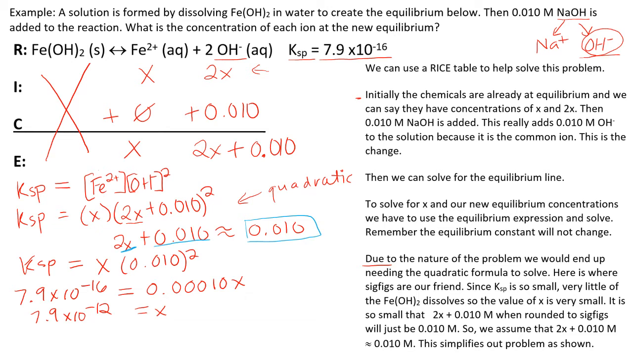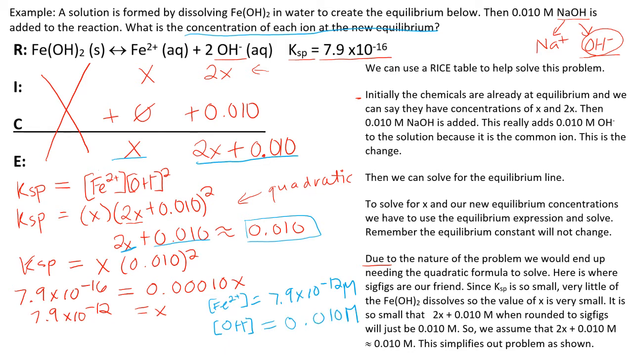We wanted the concentration of each ion at our new equilibrium. Well, the concentration of iron is just x, so we can write that in. That would be 7.9 times 10 to the negative 12th molar. And our concentration of hydroxide at equilibrium is 2x plus 0.010. Testing in our calculator, we can see that that's just 0.010 molar.